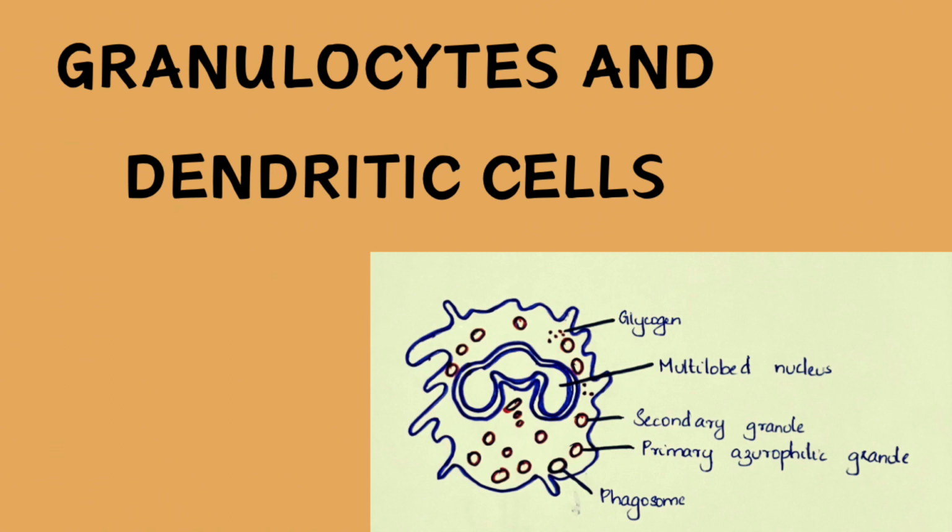So in the previous session, we discussed the cells of the immune system. Lymphocytes such as T cells, B cells, natural killer cells, phagocytic cells such as monocytes and macrophages. Today we will be discussing granulocytic cells and dendritic cells.